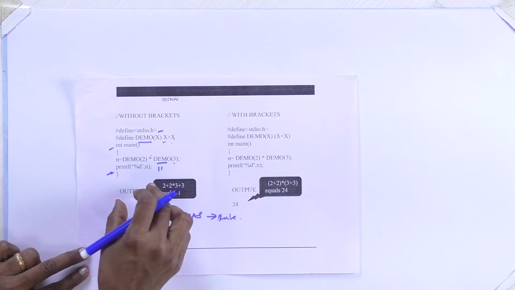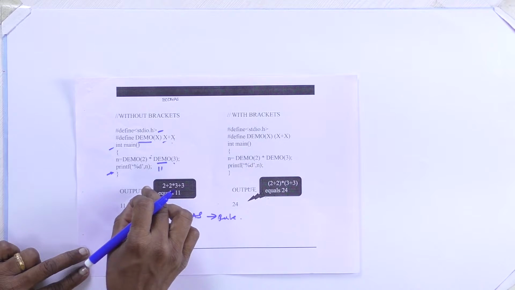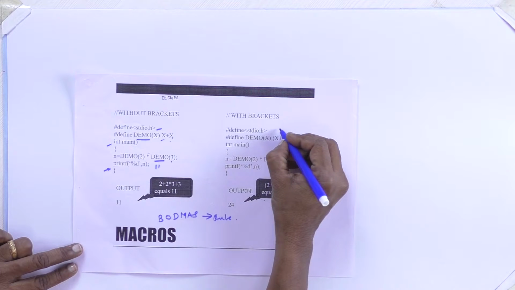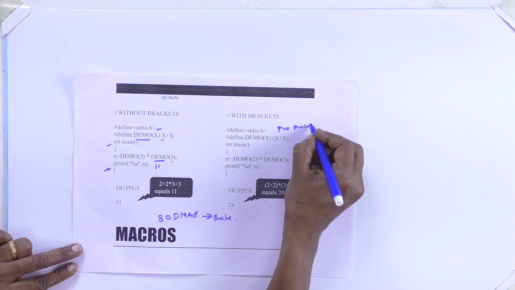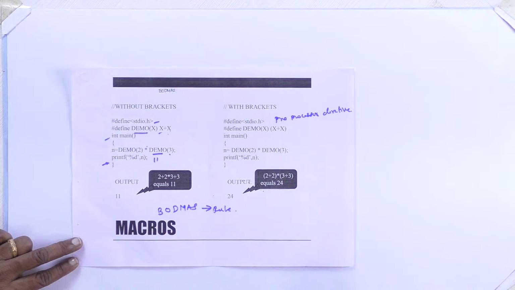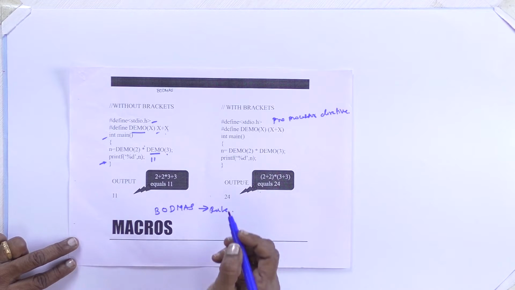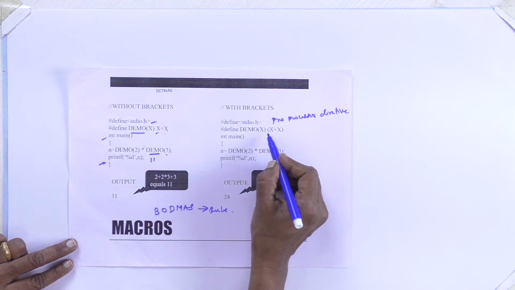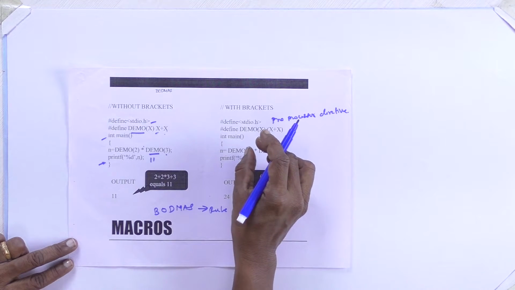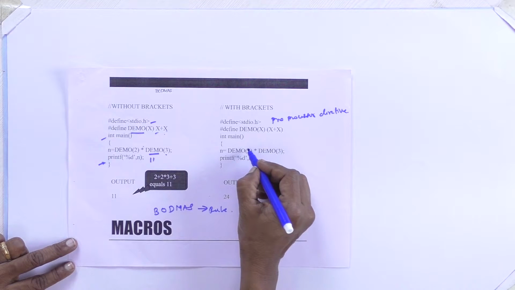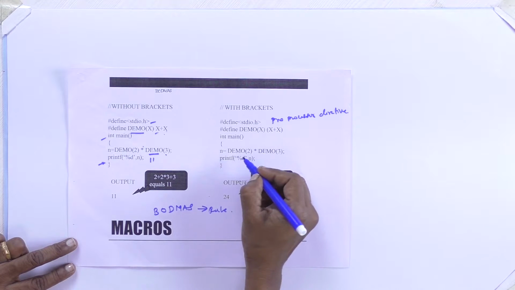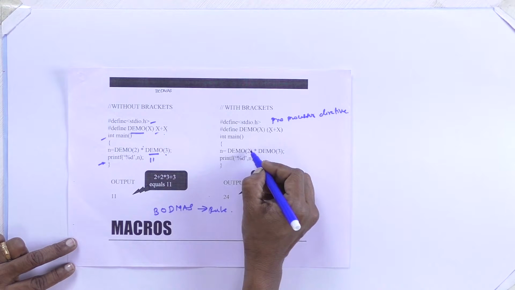Now I am defining the same example with the same macro but with brackets here. So now I am including a preprocessor directive, that is hash include stdio.h. Now I am using the macro demo and the same as I declared, x plus x. Now in the main function I have included a bracket in my macro. So when my function runs, here the value of x is 2.